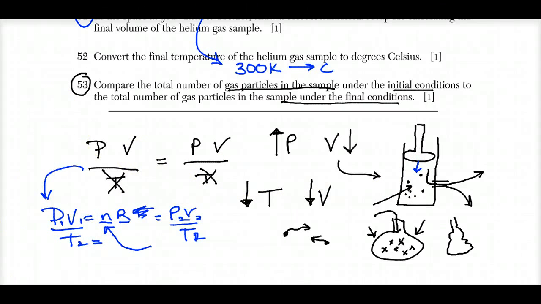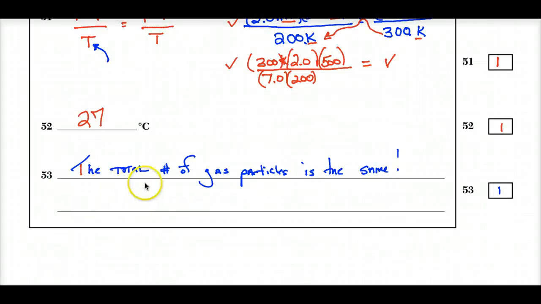Number 53, let's go to the answer booklet. So I said the total number of gas particles is the same. It has to be for all the relationships that we studied. And that gives you a point.